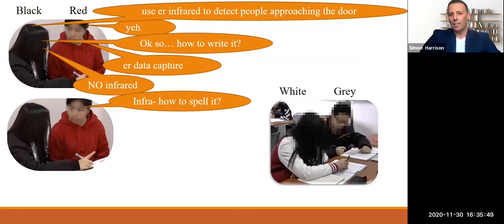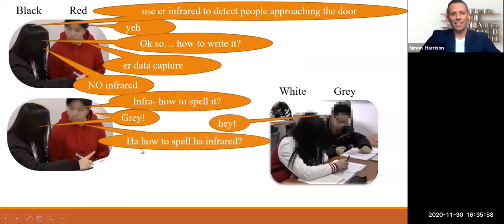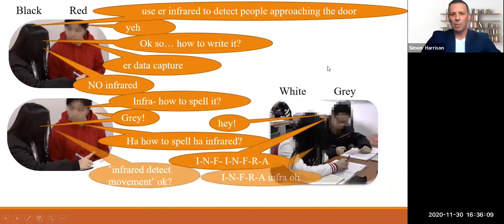So now Red goes back over the table to ask Gray how to spell it. They need to get his attention. He says, oh, hey. And then she asks how to spell infrared. And he provides the form in typing voice, I think it's called INFRA. Interestingly, just the beginning part.